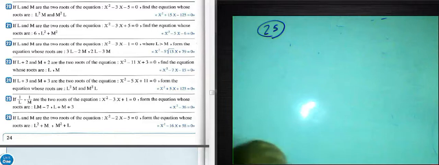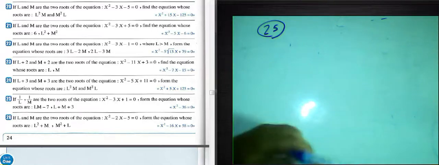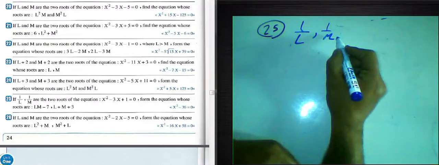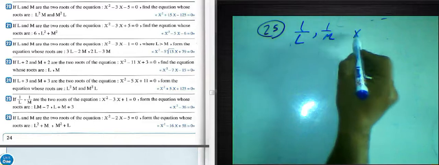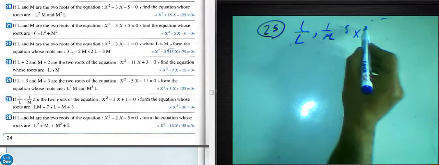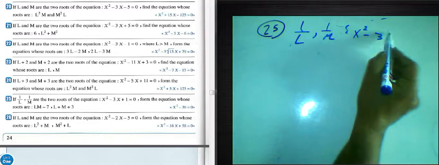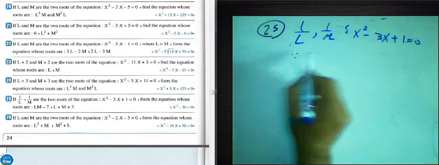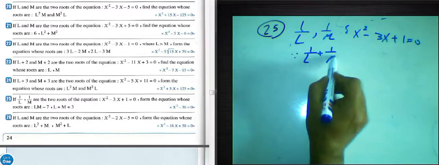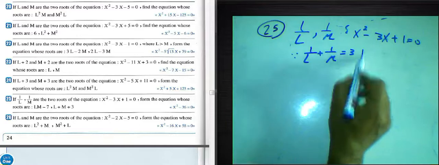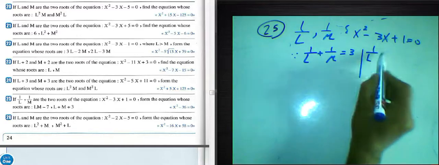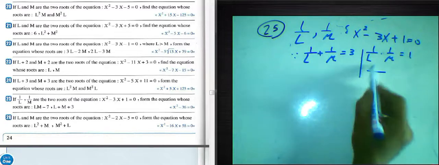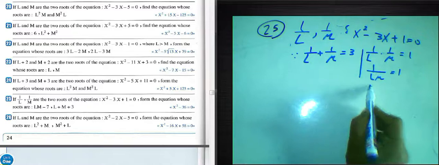Question 25: if 1 over L and 1 over M are two roots of the equation x power 2 subtract 3x plus 1 equals 0. We know 1 over L plus 1 over M equals 3, and 1 over L product 1 over M equals 1. So 1 over LM equals 1 and LM will be 1.